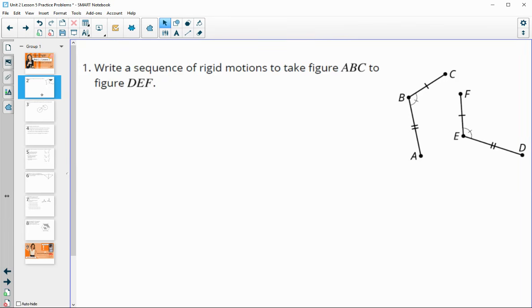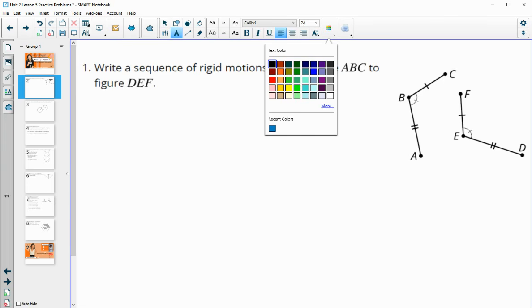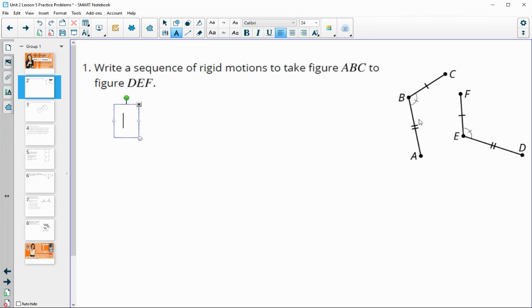Number 1 asks us to write a sequence of rigid motions that will take figure ABC onto DEF. So this was our work with zigzags. So we know if we can get 2 points lined up that the third is going to fall into place as well. So when we're doing this, we will just want to get these touching.